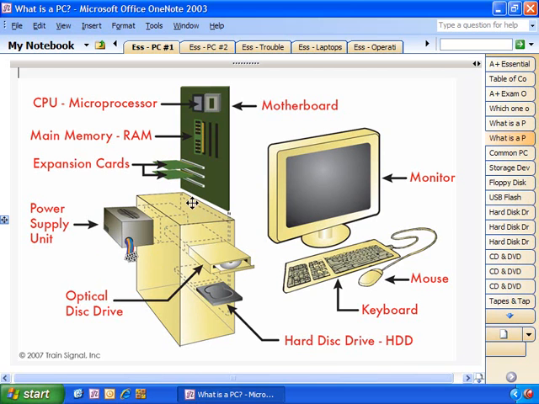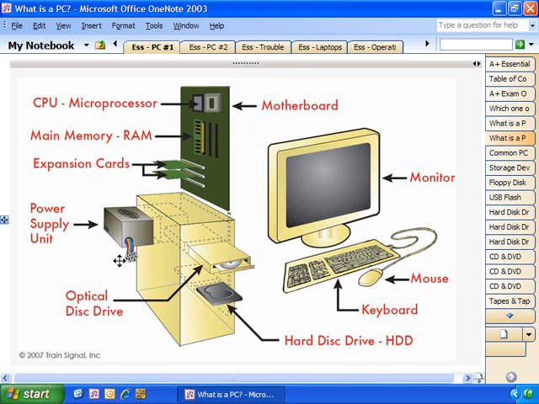So the motherboard in this case goes on the back side over here. You can see we kind of slid the motherboard out. And up here on the motherboard are some different components that make up the personal computer. There's the CPU, or the microprocessor, right here. There's the main memory, or the RAM. It's these chips here. And then there's expansion cards that stick out of the slots on the side of the motherboard. So that motherboard slides in and screws in inside this case.